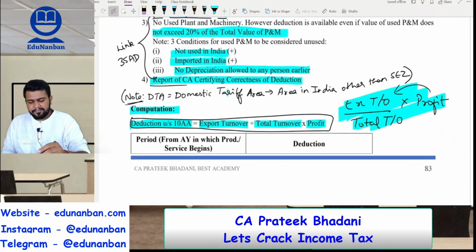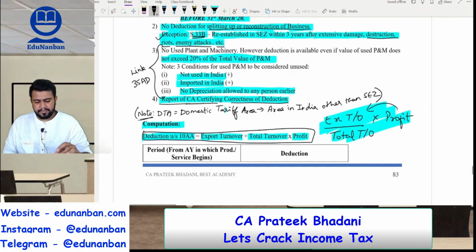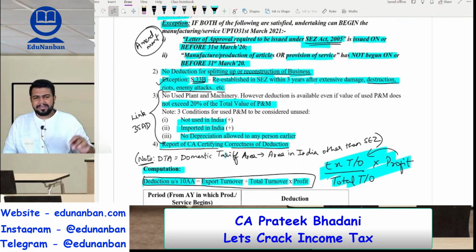And here you have to get a report of a chartered accountant certifying the correctness of the deduction under section 10AA. Only then, after all these conditions are satisfied, 10AA deduction can be availed by the assessee.